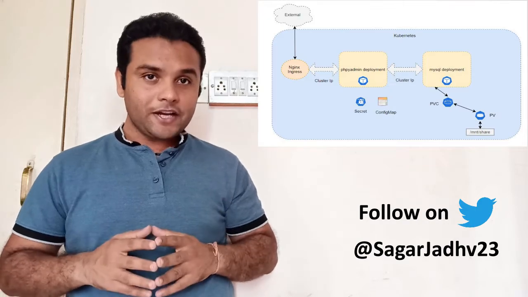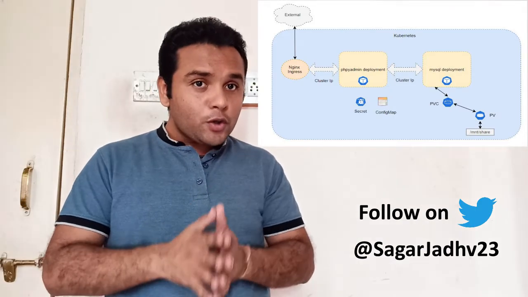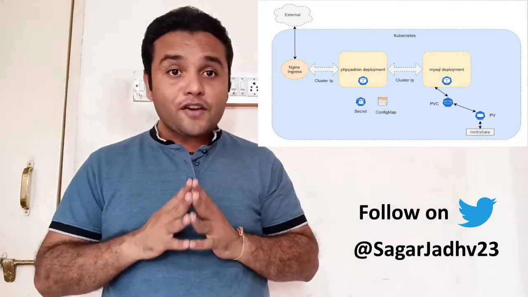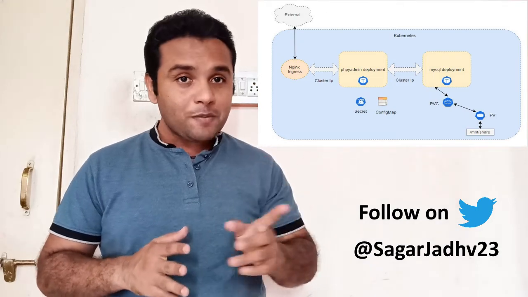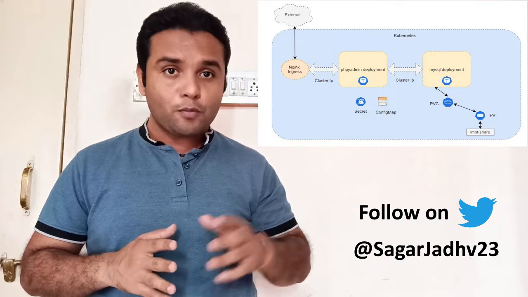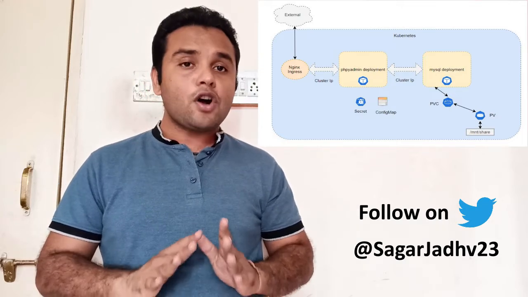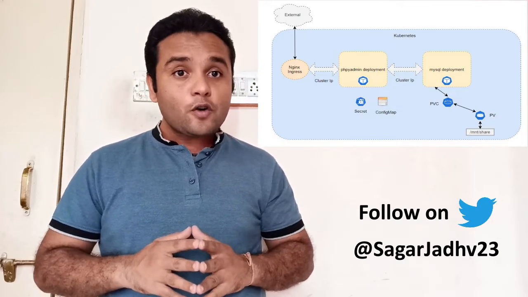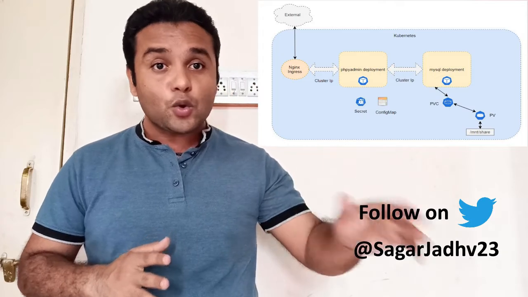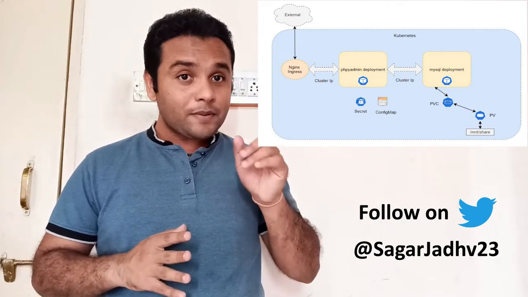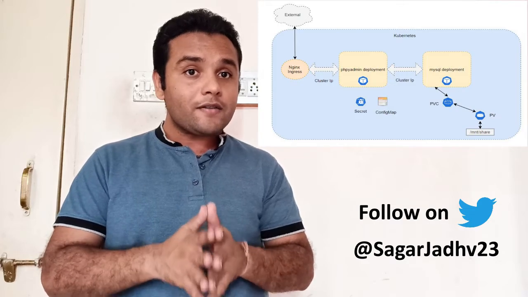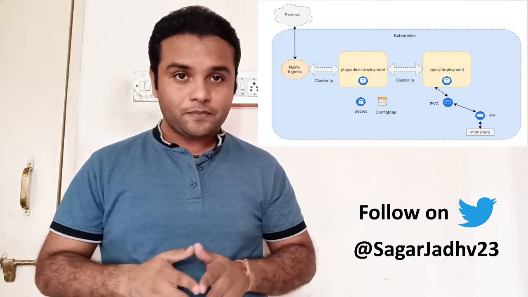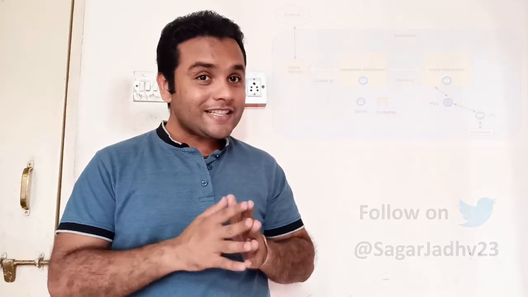So what we are going to do in this video: we are first going to delete the existing service for PHP because it is of type NodePort. We'll create a service of type ClusterIP, and then we create an Ingress rule. Before that, as a prerequisite, we need to enable the Nginx Ingress controller in our Kubernetes cluster. Okay, so let's get started.